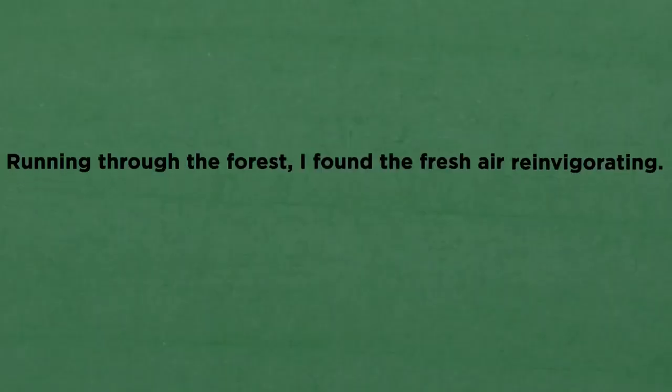Running through the forest, the fresh air reinvigorated me. Wait, what? Who exactly is running through the forest? At the moment, it's the fresh air, which doesn't even make any sense because air doesn't have legs. The subject should be the speaker. In this sentence, I am the one running through the forest, so we need to rework the sentence to make sure that the modifier is modifying the right thing. Running through the forest, I found the fresh air reinvigorating. Alternately, we can change the modifier to be a clause. As I was running through the forest, the fresh air reinvigorated me.